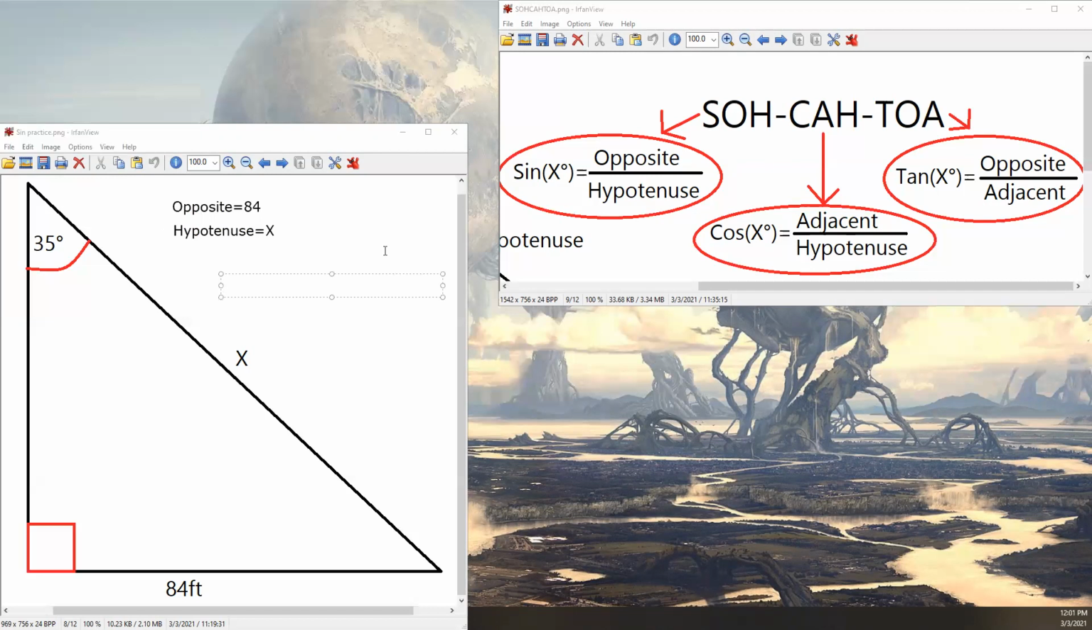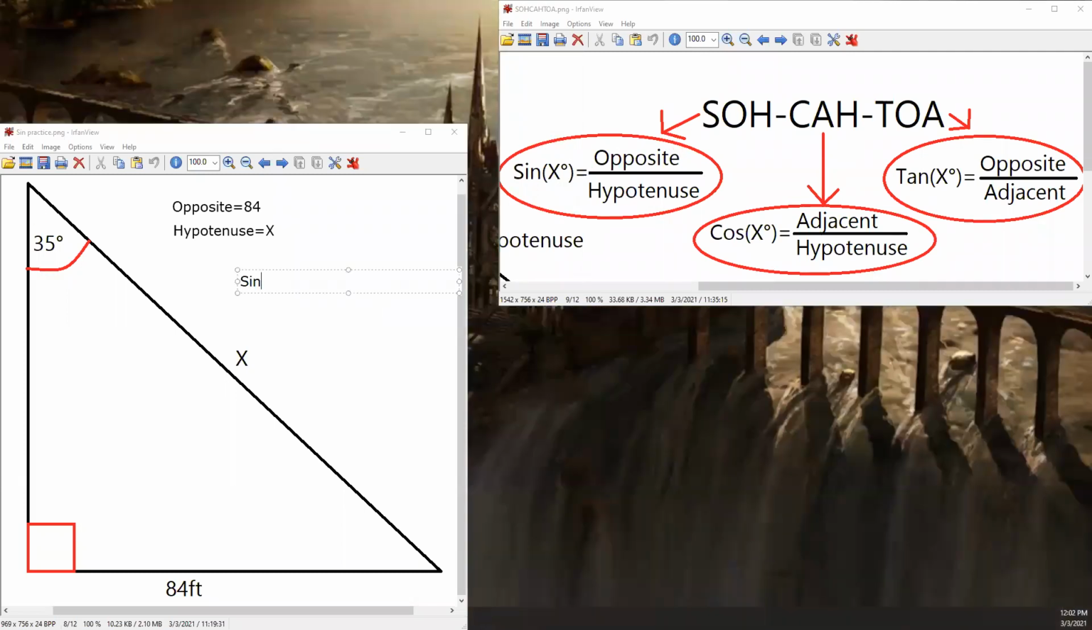So, I mean, I guess I don't have to copy it. So here it is, right? We're going to use this one right here. Sine of the angle equals opposite over hypotenuse. So we're going to set that up here. Sine of the angle, our angle is 35 degrees, equals. So now we need the opposite. Well, we already figured that out, didn't we? Opposite equals 84. Now we also need the hypotenuse. Hypotenuse equals X.